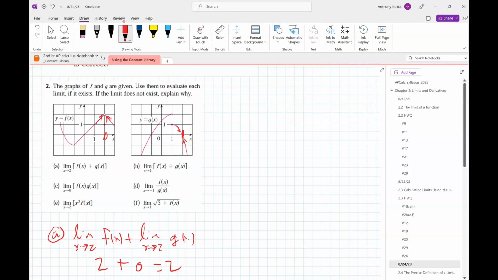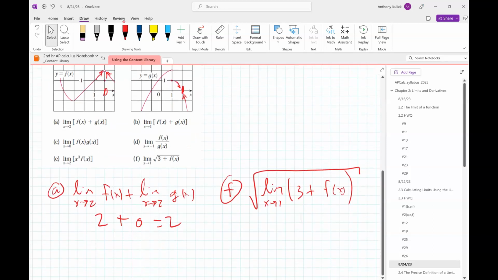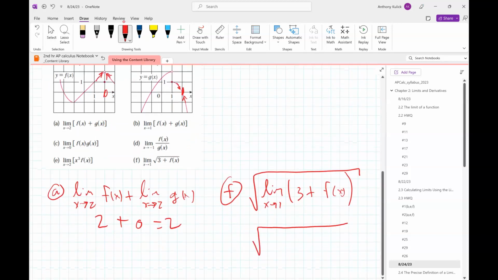Tessa? Can we just add this one, F? Yeah. Sure. Okay, well, let's just start. I'm going to first start by using my limit law that allows me to push the limit underneath the radical. And then I'll distribute my limit.